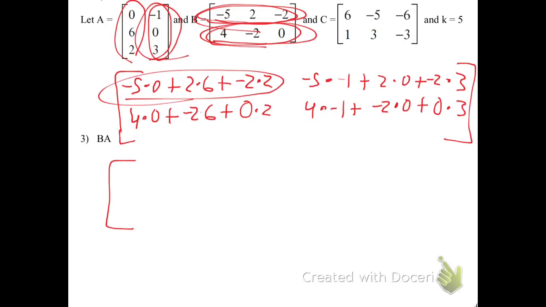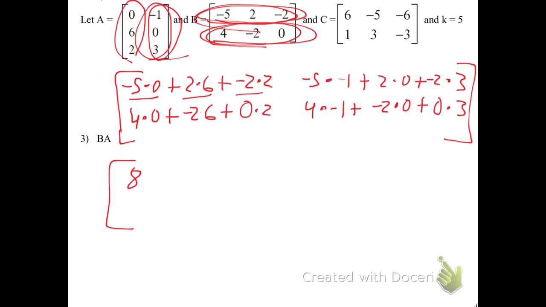Here, I'm just going to go down the first column, right? So -5 times 0 is 0. 2 times 6 is 12. And -2 times 2 is -4. So we're going to get 0 plus 12 plus -4 is 8.